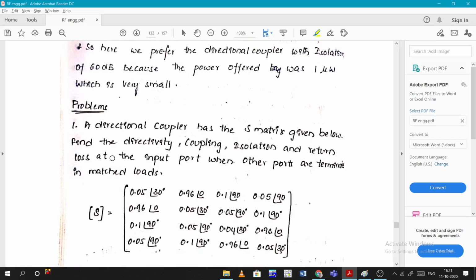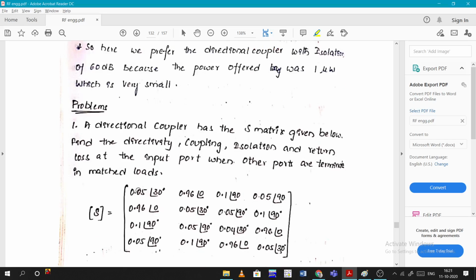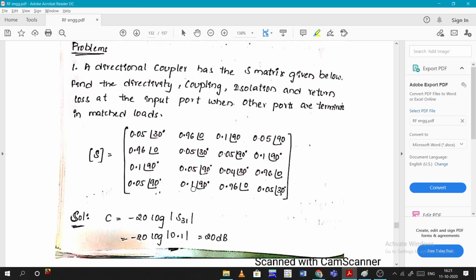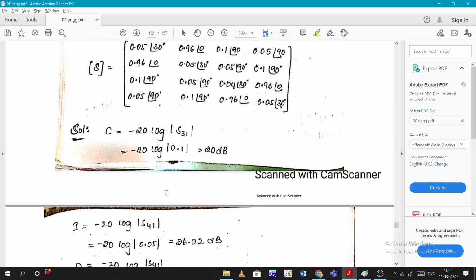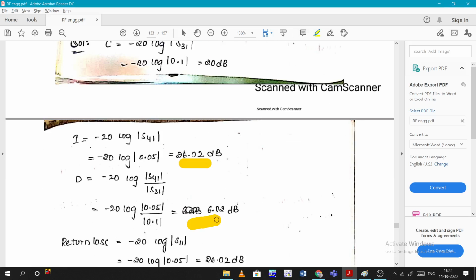Next problem: a directional coupler has the S matrix given below. Find the directivity, coupling, isolation and return loss at the input port when other ports are terminated with matched load. They have already given the S matrix. For coupling, the formula is C equals minus 20 log mod S31. S31 is 0.1, so we got the value. I equals minus 20 log mod S41, and we got this value, and D also we got this.